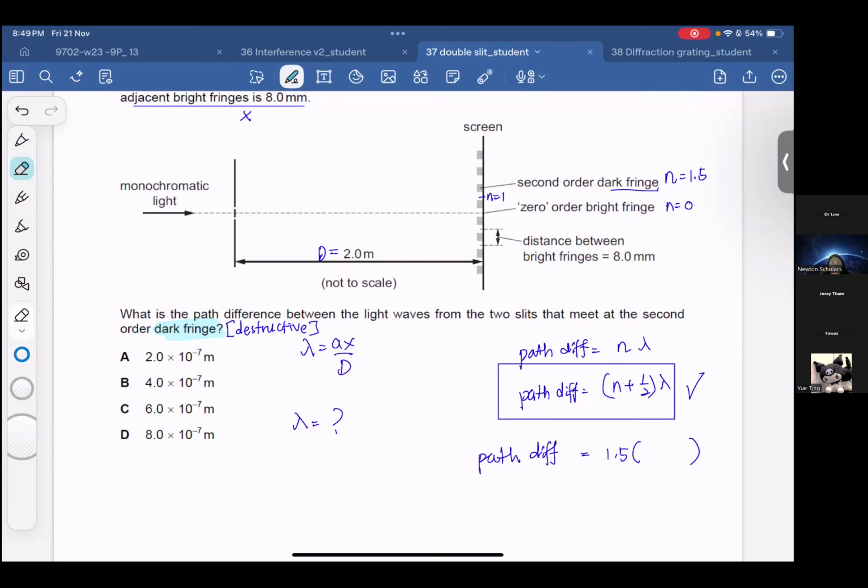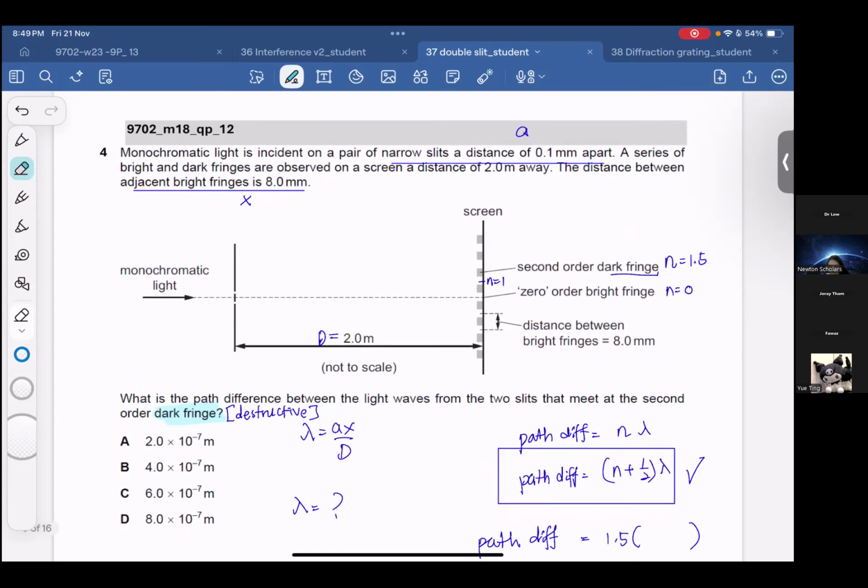Why in phase? Monochromatic light means the wave has a single frequency, single wavelength. They didn't mention that the light coming out is out of phase. So when the light waves come out, they will be in phase. Monochromatic light comes here, so they will be in phase going up, because these two waves are produced from the same source.